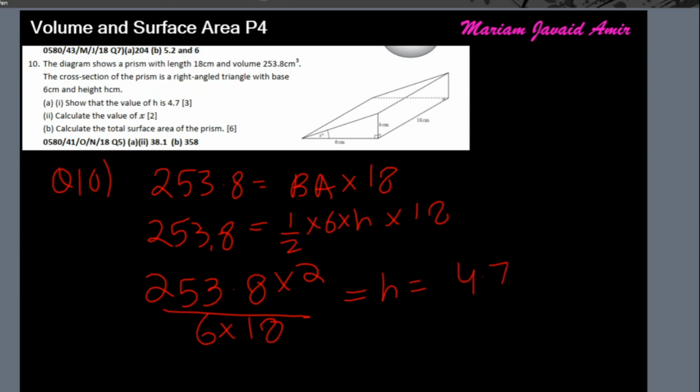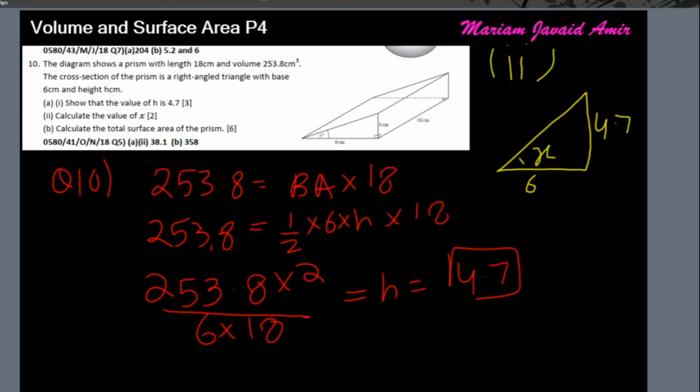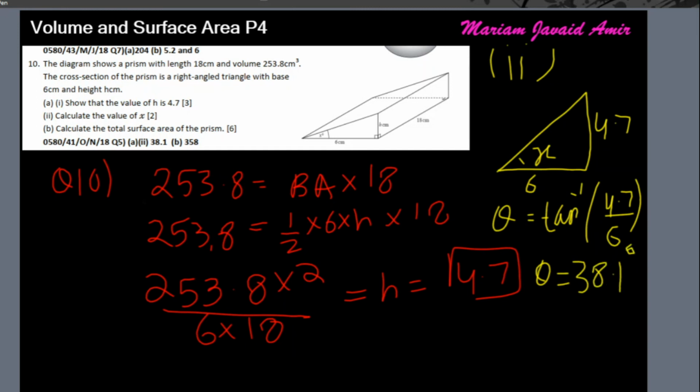Let's see. 253.8 times 2 divided by 6 times 18, which gives us, yes, 4.7. Okay, so this was one. Find the value of x. To find x, we'll apply trigonometric ratios. This came out to be 4.7. This is 6. We need this angle, so we'll do theta equals tan inverse perpendicular over base. So theta should be tan inverse 4.7 over 6, which gives us 38.072, so rounded off to 38.1 degrees.